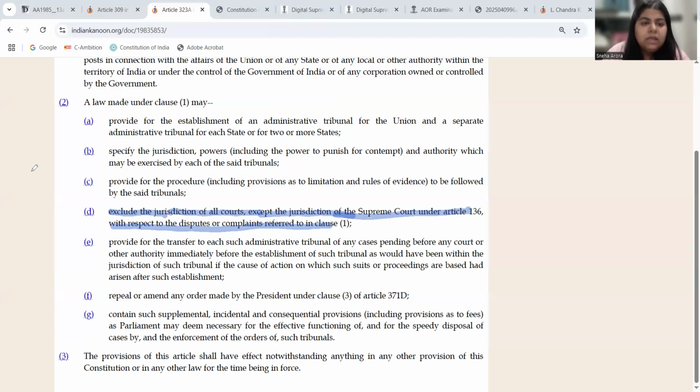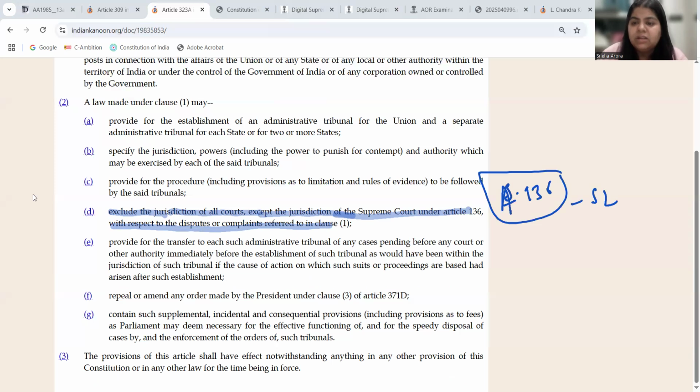So here a "may" clause is coming. It's a discretionary clause saying that Parliament can bar the jurisdiction of all courts except the jurisdiction of the Supreme Court under Article 136, which is the special leave petition jurisdiction of the Supreme Court. Okay, so this particular clause is in question before the court in the case of L. Chandra Kumar as well as in the Sampath Kumar case.